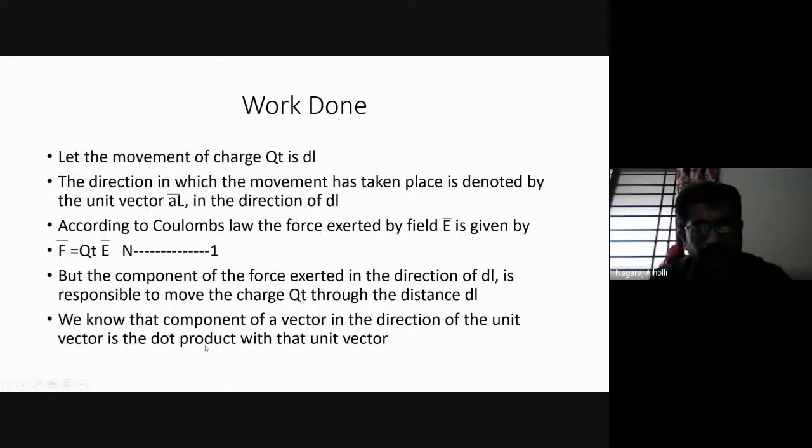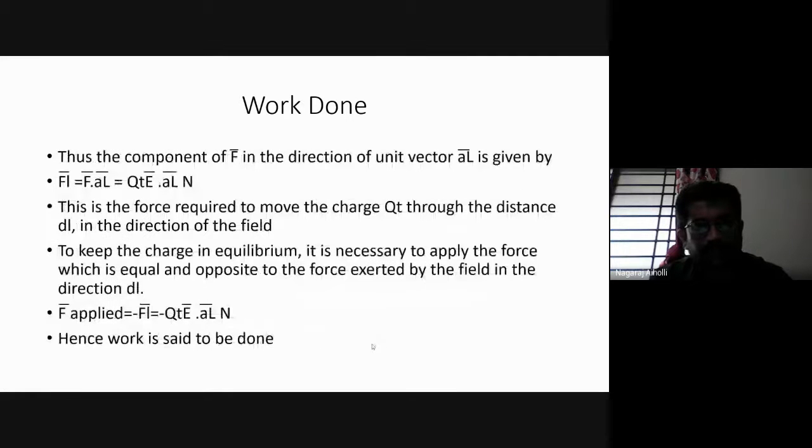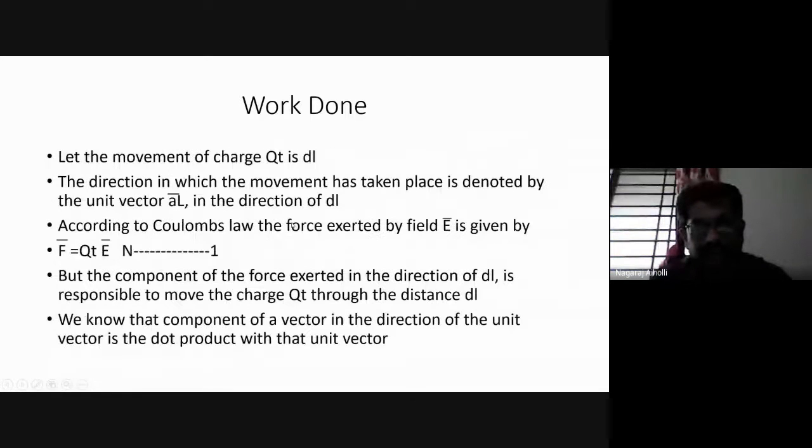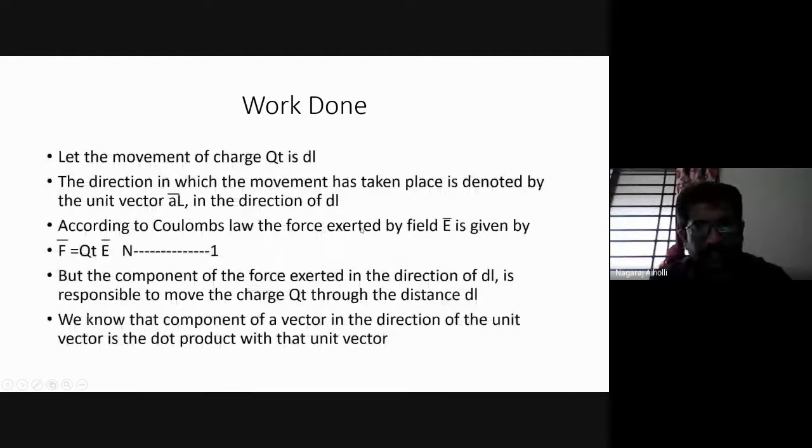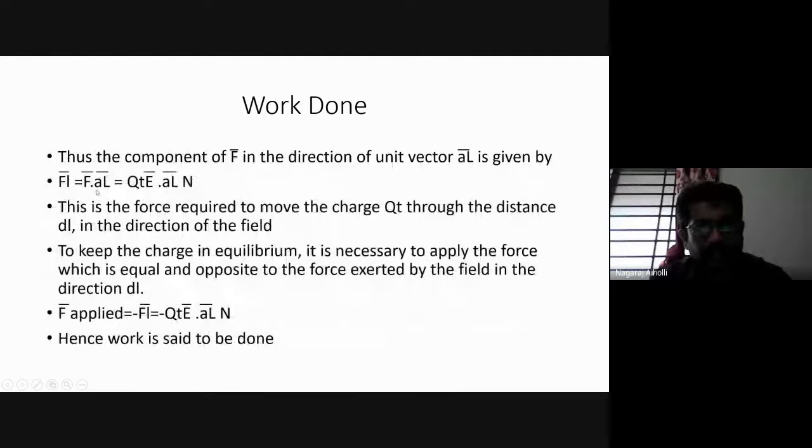So in order to find the component of a vector in the direction of a unit vector, we have to take the dot product of the original vector with the unit vector. That's the component of F bar in the direction of unit vector AL bar. It is a dot product, hence FL is our component here. FL is given by the original force: F bar dot AL bar. Write it: F bar dot AL bar.